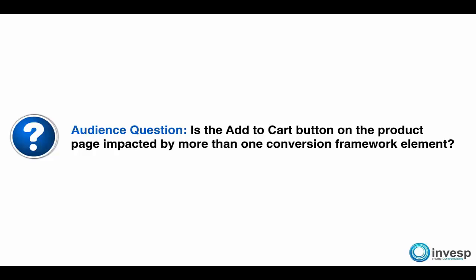There's the location of it. There's the way it looks. There's the way the content, or what's written on the add to cart button. All of those are factors that impact the add to cart button. So when we're talking about which framework element impacts the add to cart, we have to also recognize what exactly we are talking about when we're discussing the add to cart. What is it exactly about that element that we're discussing at that point in time?